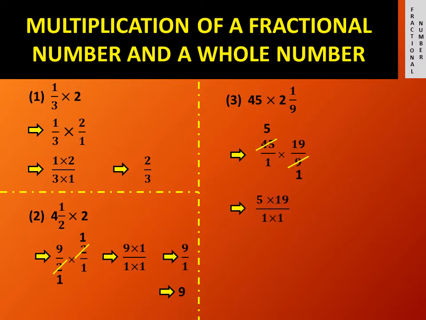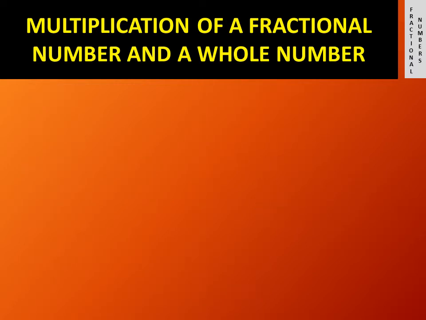5 multiplied by 19 upon 1 multiplied by 1. 19 5s are 95 and 1 1s are 1. So the fraction is 95 upon 1. And 95 upon 1 means 95. So the answer is 95. Let's solve one more question.